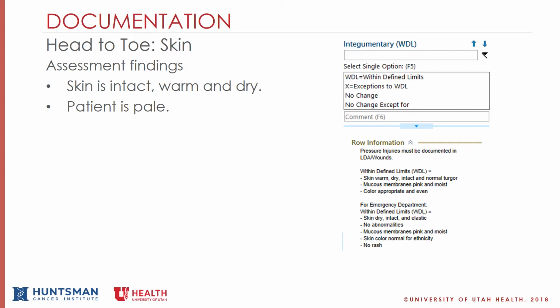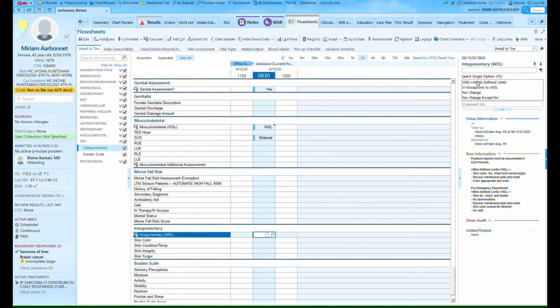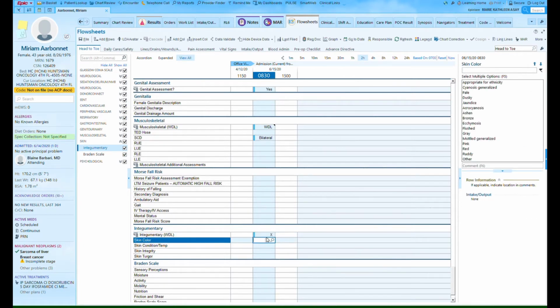What we recommend for charting mucous membranes is being consistent on where you chart. So if you choose to chart the mucous membrane abnormalities in the integumentary section, be consistent with all of your patients. Going back to the WDL definition, does this patient meet the WDL definition? The patient does not. So if you go to exceptions to WDL, the patient was pale, so we're going to select pale.